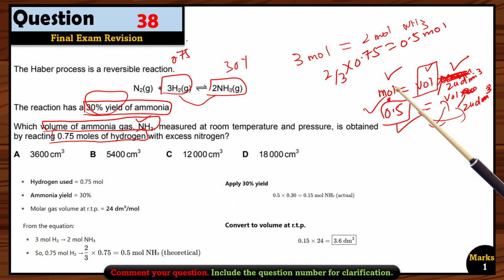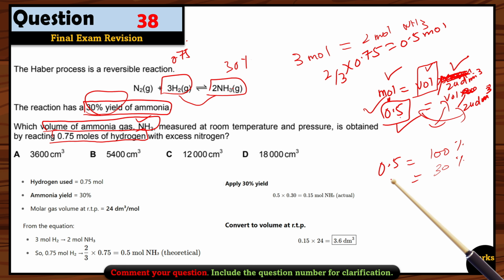Okay, so first of all, you have to find how many moles are actually used. In actual, 0.5 moles are used to give you 100% yield. So you are getting now just 30% yield. So how many moles of ammonia were used? You can just cross multiply this one. So 0.5 multiplied by 30 divided by 100.